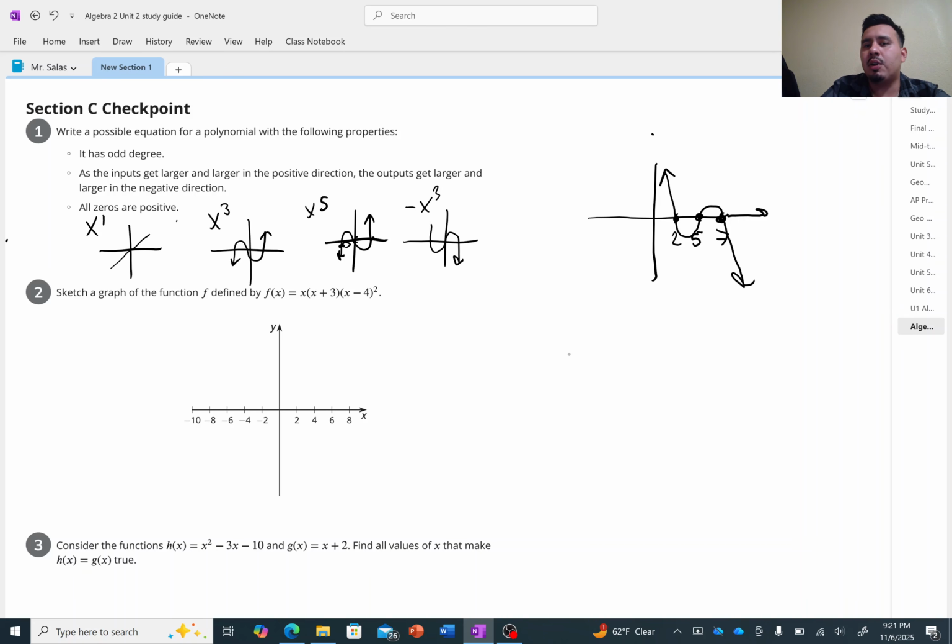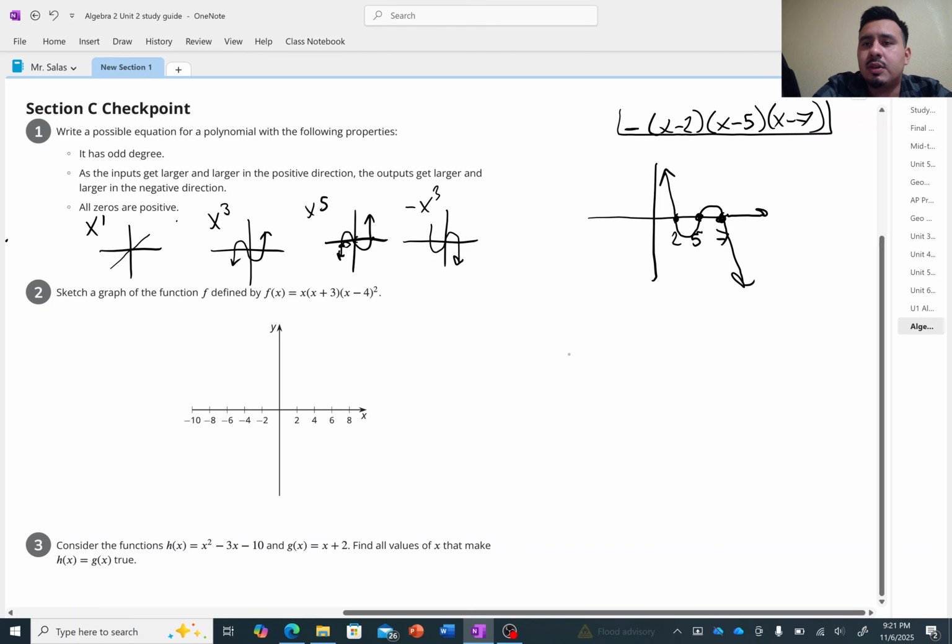Now let's write my polynomial. So I can say x minus 2 times x minus 5 times x minus 7. But now, that's a positive function. If I want to make it a negative, I just add a negative sign in front. And this is my answer. That's it for part number 1.